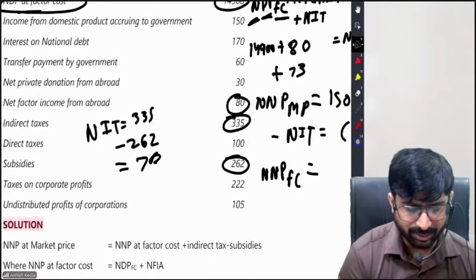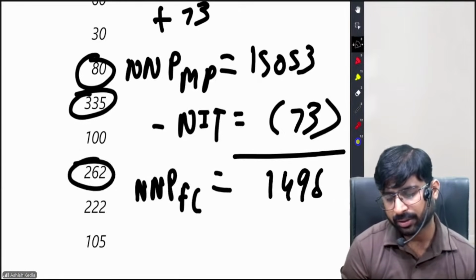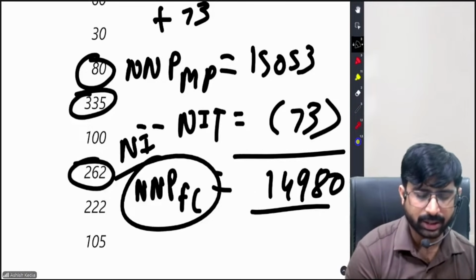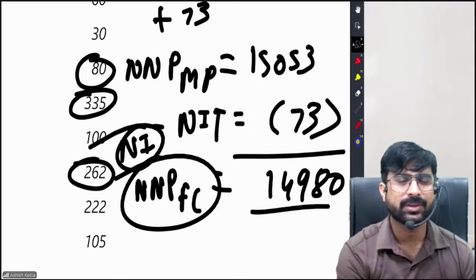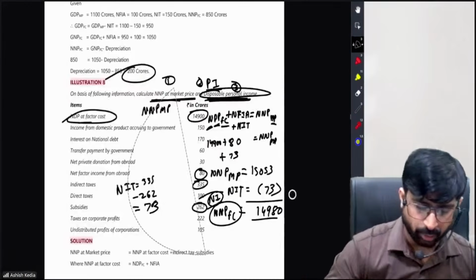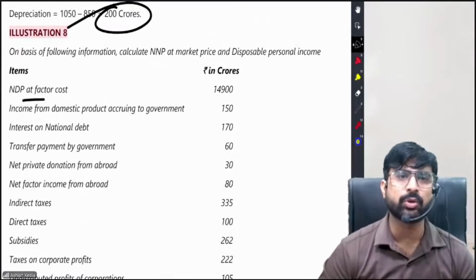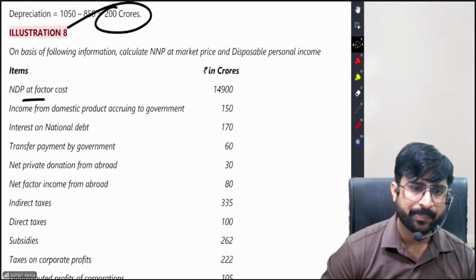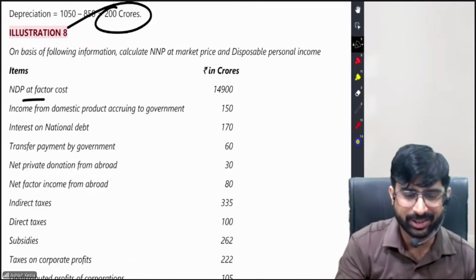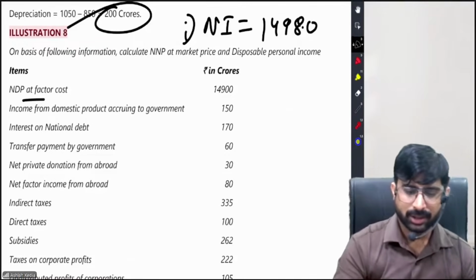Acha, we did it, na? 73 I think I got. So 73 is gone. How much are we getting? 14,980 is your national income apparently. This is just the beginning. So national income is 14,980. Of course, when an institute gives such questions, it will divide it into 3 to 4 parts. But as a teacher, what I can do is ensure you know how to solve it. This is what I'm doing here. National income is 14,980. Okay, I just have this recorded.